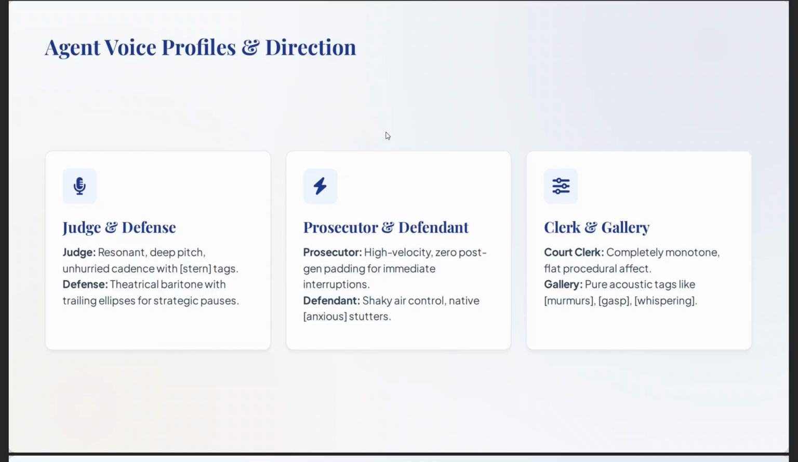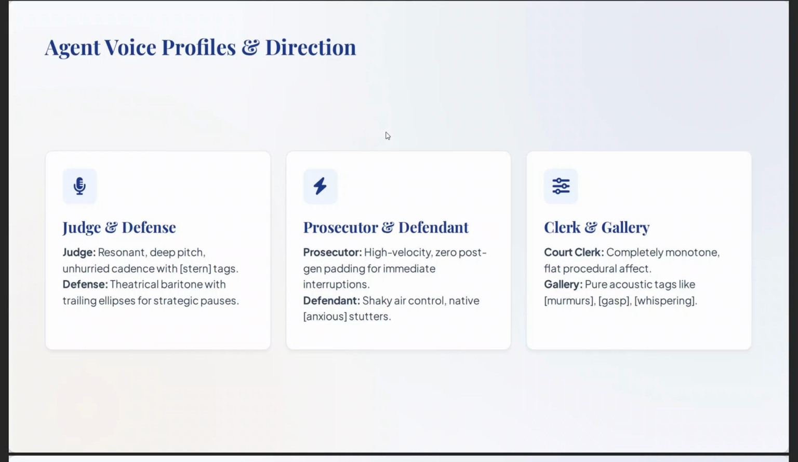Once we have created the textual data, the legal discourse courtroom text data, next we are trying to convert it into voices. Judge and defense. The judge involves resonant deep pitch, unhurried cadence with stern tone. Next, defense, which involves theatrical baritone with trailing ellipses for strategic pauses.